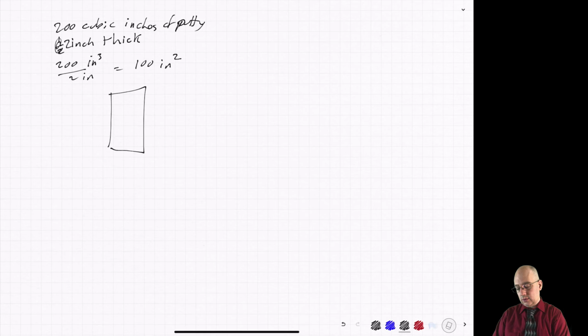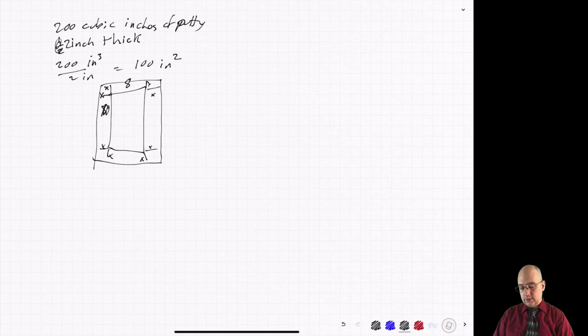Now, we have an 8 by 10. This is our picture. And then we want the frame to be uniform all around. So we're just going to have this thing, it's all x's, basically. And so this area here is what we want to calculate, and to be equal to 100. So that's the setup of the problem in terms of the picture.